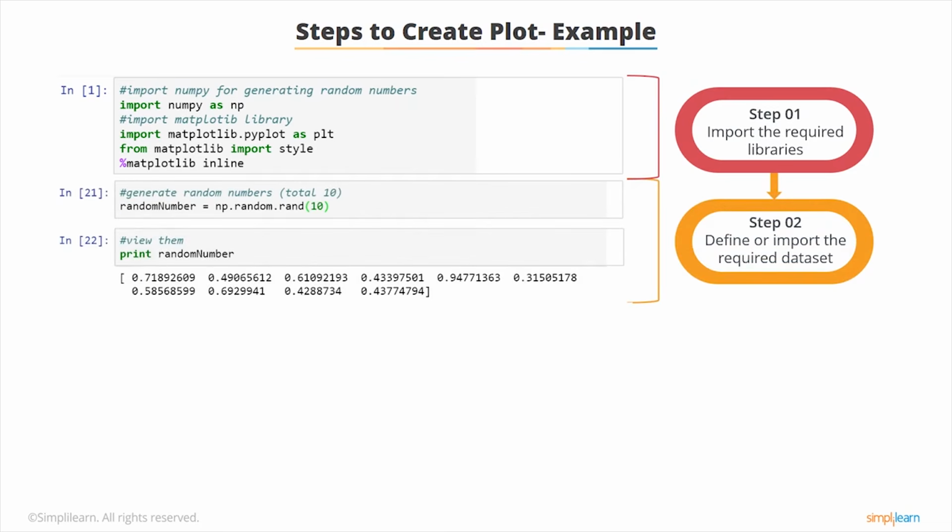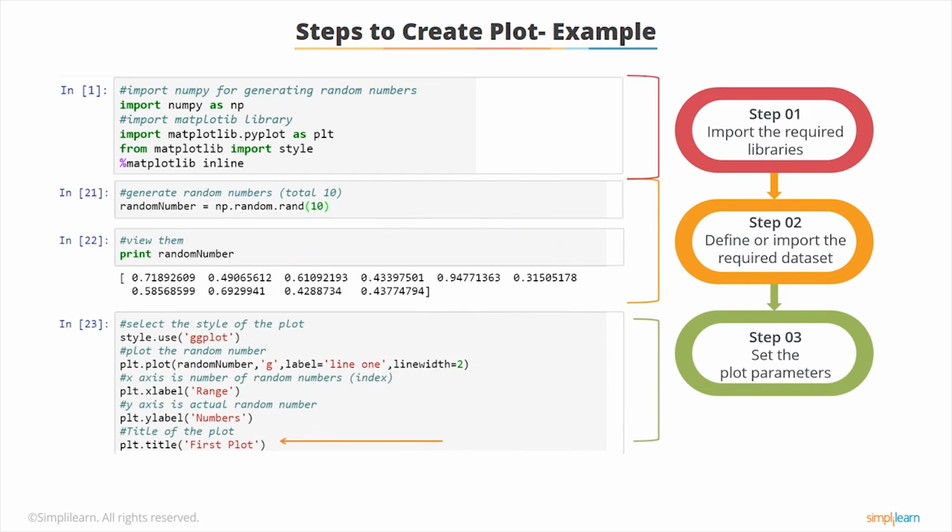The second step is to define or import the required dataset. Here we have defined the dataset random number using the NumPy random method. Note that the range is 10. We have used the print method to view the created random numbers.